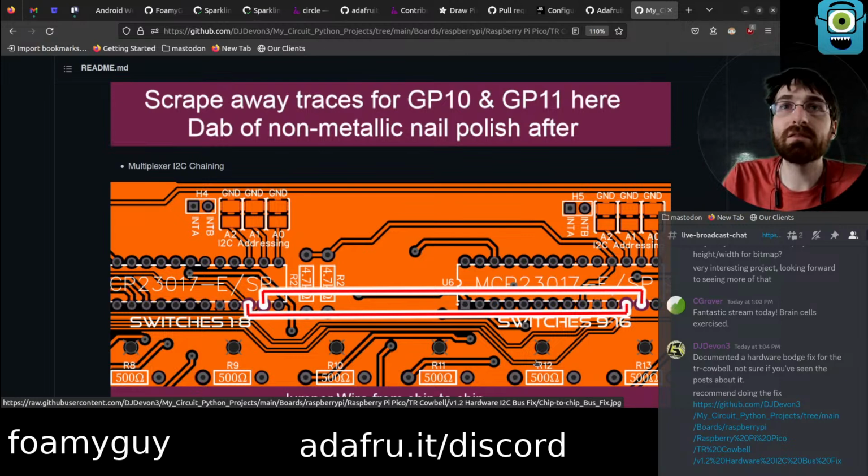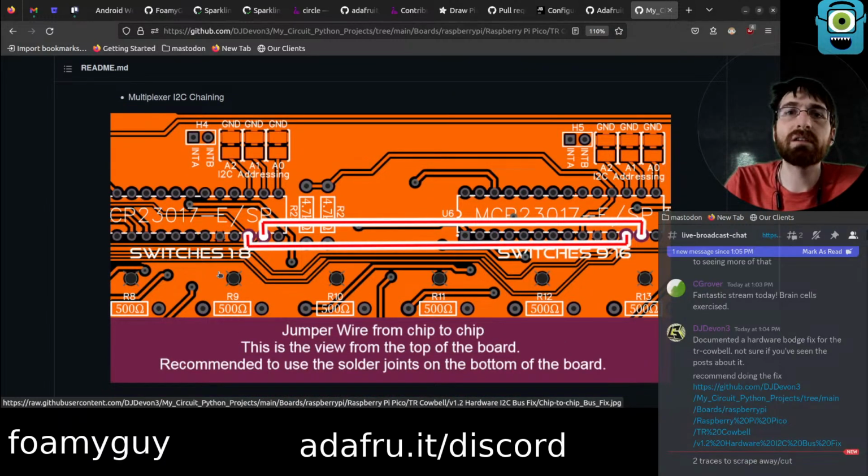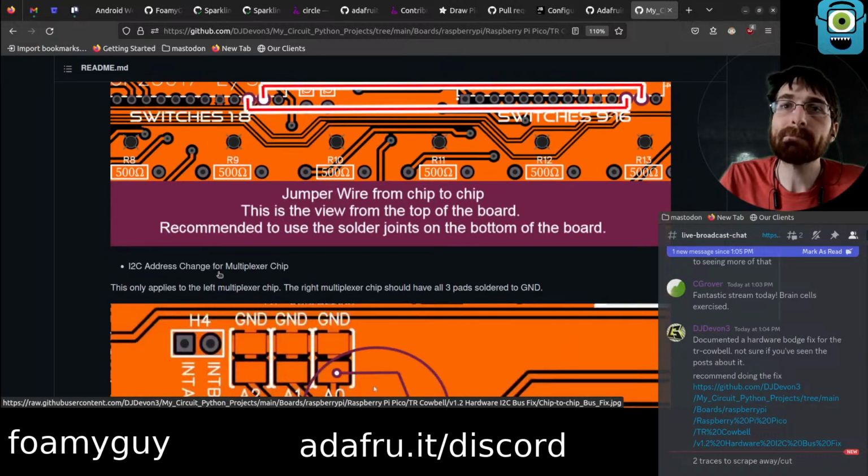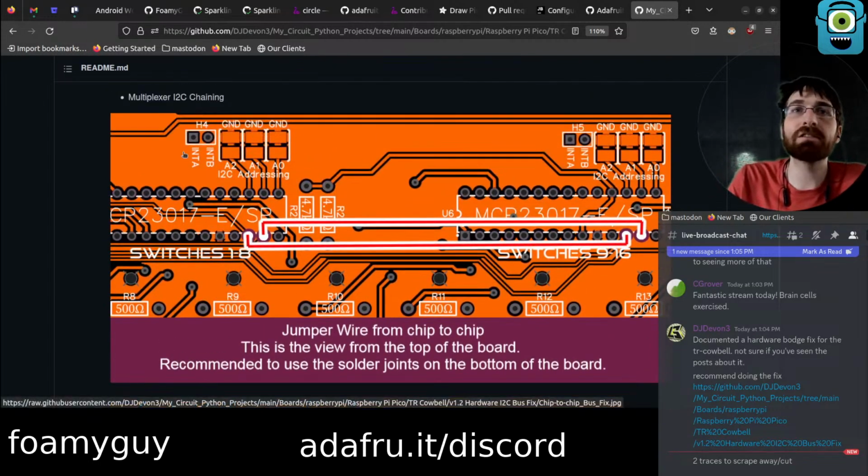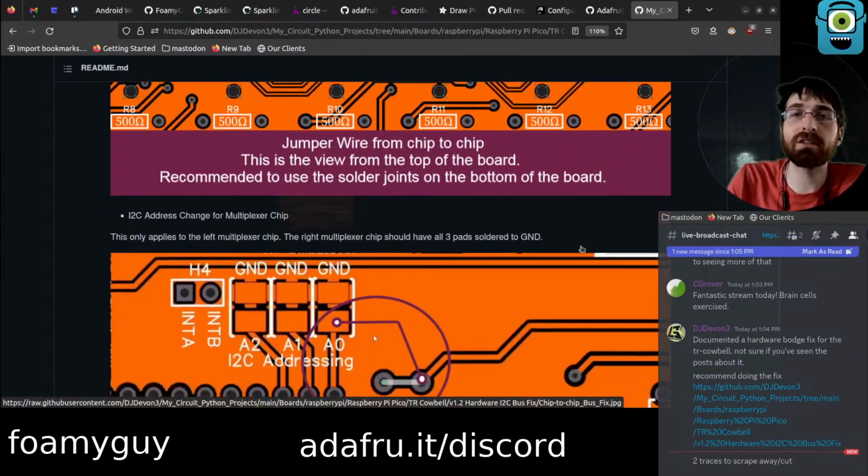Scrape away. That one might be tougher, I don't know. Scrape away traces? Jumper wire from chip to chip. I'll have to watch the video too. I definitely am a video watch-along learner. Top of the board, recommended you use the solder joints on the bottom. Can you still do it if these are soldered already? I guess you're saying the solder joints on the bottom, so yeah, I assume you could.